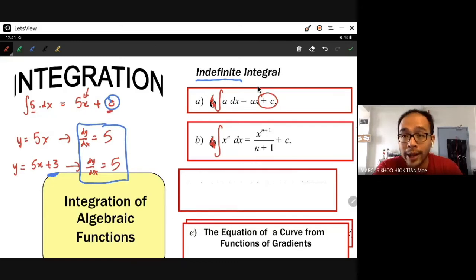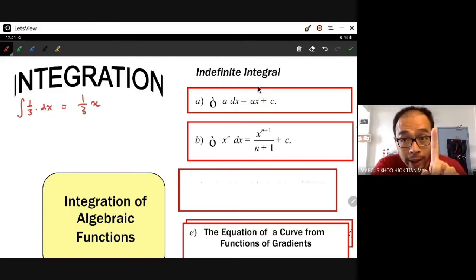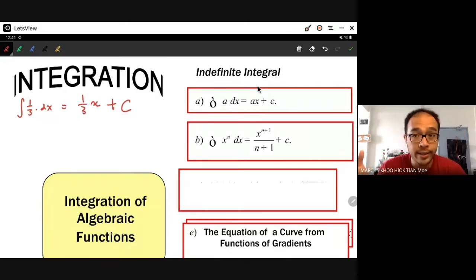x to the power of 1. So even if I were to, let's say, integrate 1 over 3 dx, my answer will be 1 over 3 x to the power of 1, plus c. Because remember, over here, there is no x, and because we want to increase the power of the x, we have to create an x to the power of 1. Integration of negative 4 dx will give me negative 4x plus c.